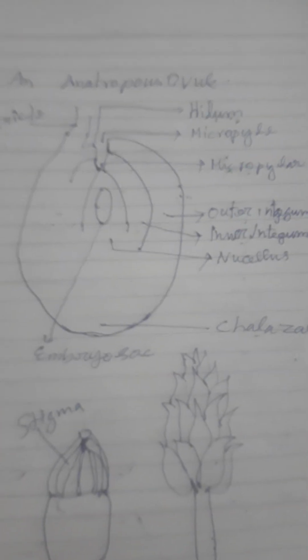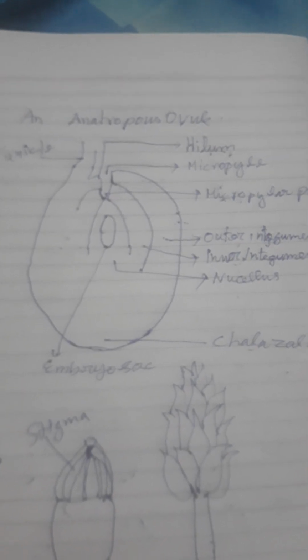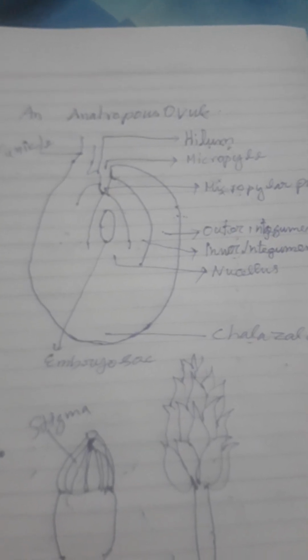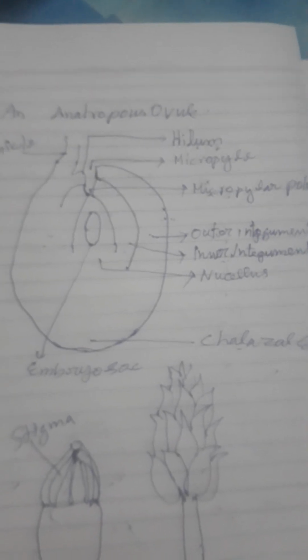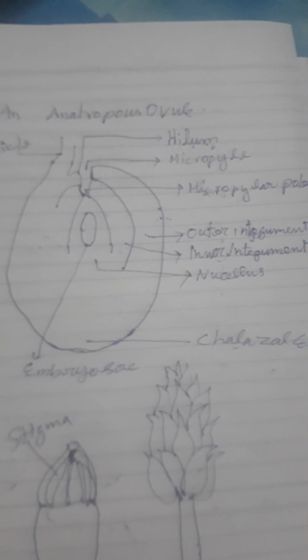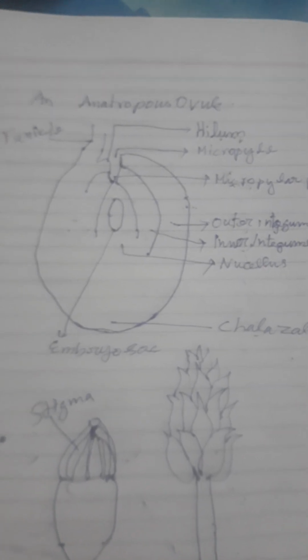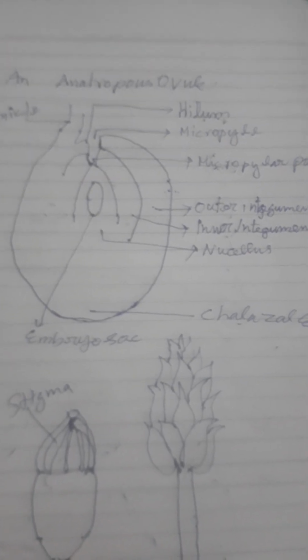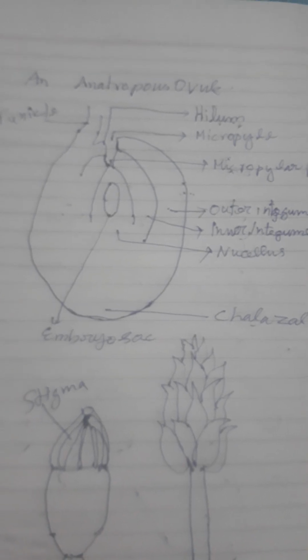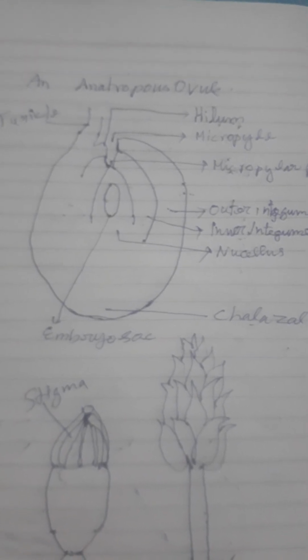Now you are seeing the diagram given here. Here when you see it, you can see exactly how an ovule is present. What are the parts of the ovule? It is the most important. This type of diagram can be given in your examination, so you have to know the parts.